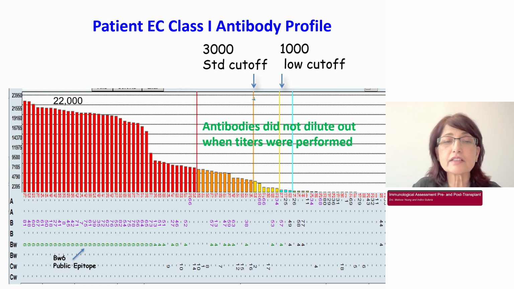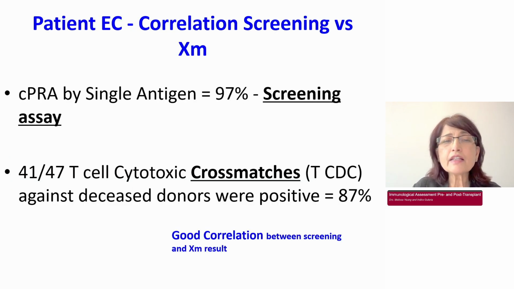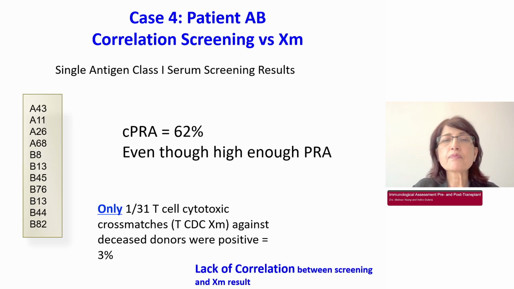22,000, all red means kind of bad. This is showing you antibodies to BW6. We also utilized the titer, and they did not dilute out. They diluted out to very little. And the same patient had 47 T cell cytotoxic cross matches performed, and 41 of those were T cell CDC positive, thereby giving an 87% cross match positivity. So for this particular case, there's a correlation of the screening and the cross matches that were very good. You could kind of say based on the percentages.